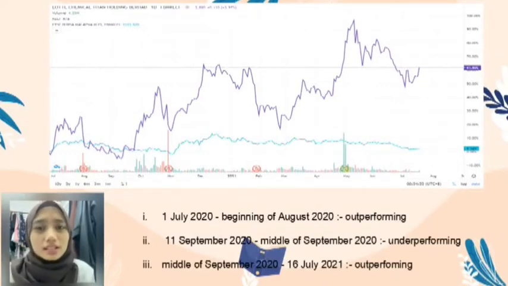So, then the purple line starts going down and crosses below the blue line, or FTSE BMKLCI line, on 11 September 2020. It means that LCTITAN is underperforming and the price is lower than FTSE BMKLCI. However, LCTITAN starts outperforming again in the middle of September 2020 until 16 July 2021. To summarize all of this, LCTITAN is outperforming compared to FTSE BMKLCI.